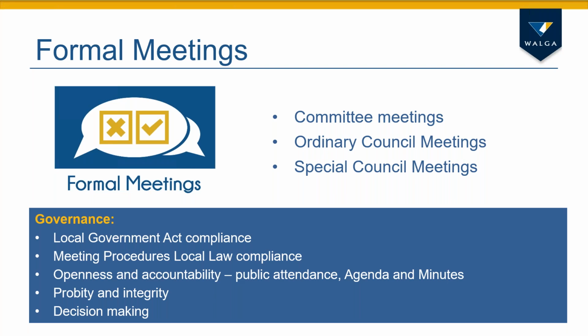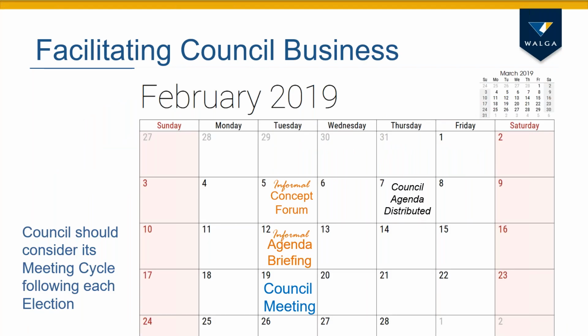Here is an example of how a local government can establish a meeting cycle that includes a monthly informal strategic concept forum at which elected members can initiate items for discussion, and the administration can present information about new opportunities or information on progress for existing objectives.